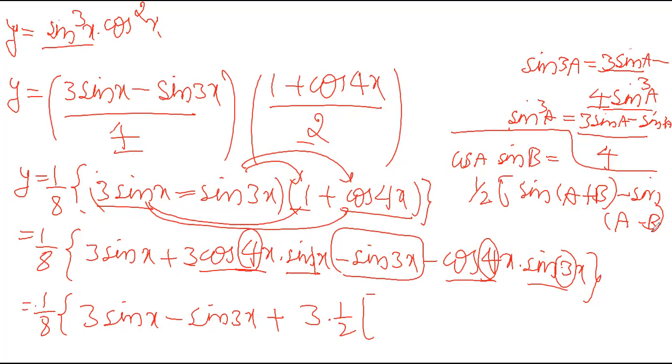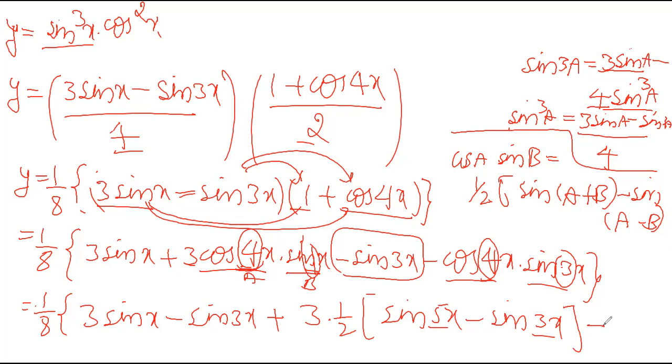Okay, 4 minus 1, that is 3. I write here 3 into 1 by 2 into sin 5x, 4 plus 1 is 5. Okay, then A plus B is over. Next, minus, 4 minus 1, that is sin of 3x. Here 4 is there, here 1 is there. Here A, this one B. A plus B means 4 plus 1, 5, and 4 minus 1, that is 3. This is the first step.